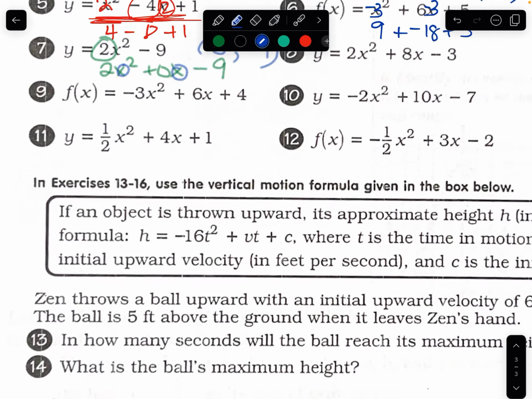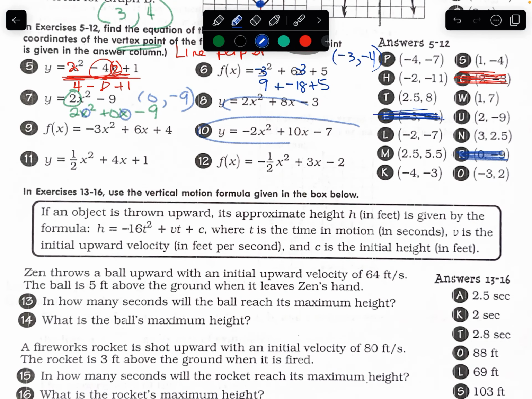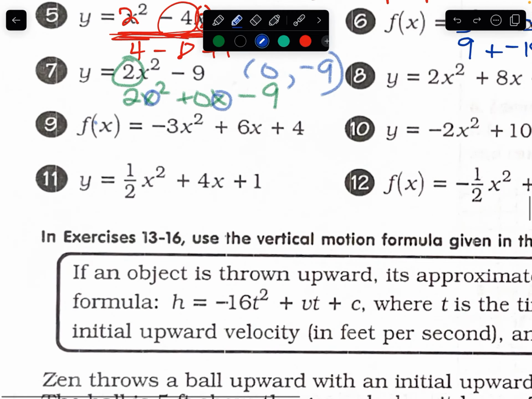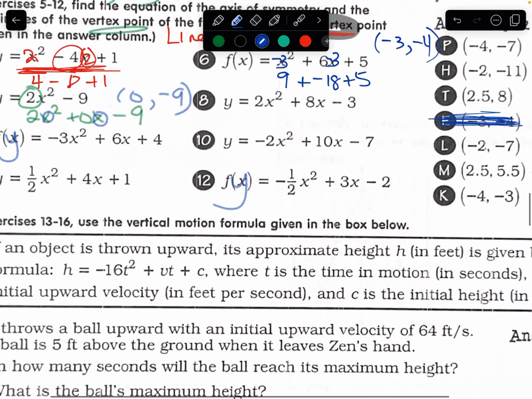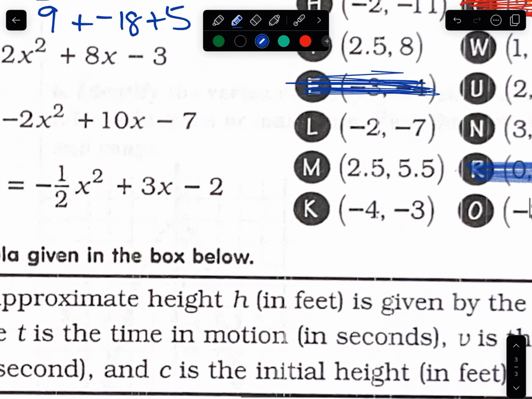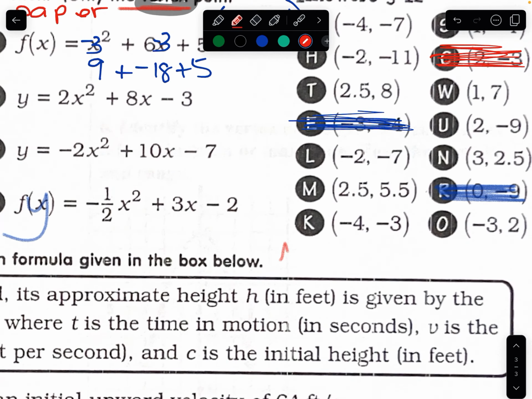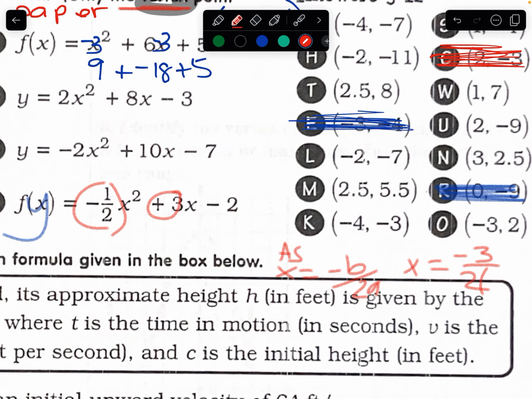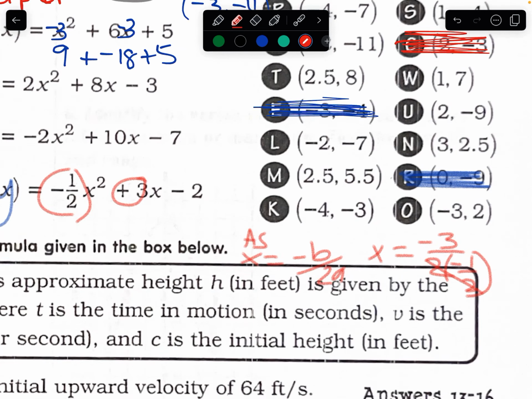Okay, let's do the fraction one. You guys should be able to do all the other ones, I hope. Remember, the same thing as y, okay? I'll do number 12. I'll do the axis of symmetry here. Make sure you do it on a separate sheet of paper, that you put AS, x equals negative b over 2a. B is 3, so x equals negative 3 over 2 times negative 1 over 2. Cross cancel, that makes 3. X equals 3.